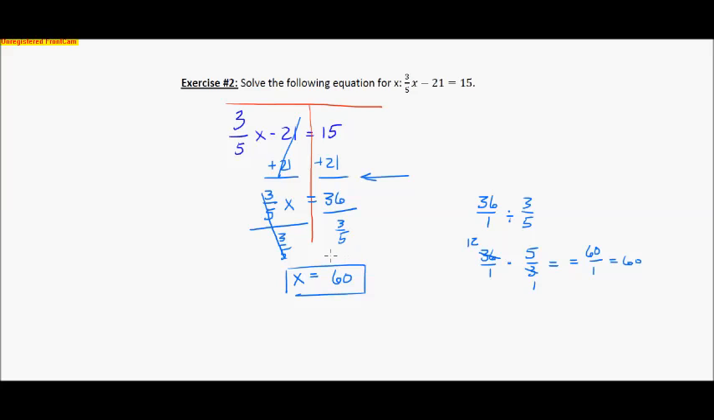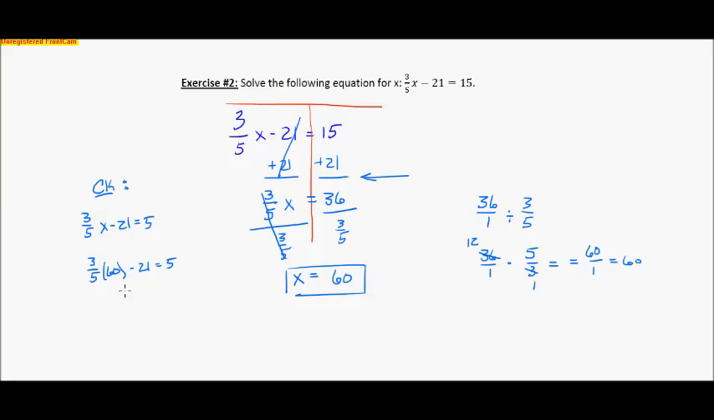So there's my answer. Alright, and if I do a quick check over here, and I take the original equation, and I plug in a 60 where I had the x.